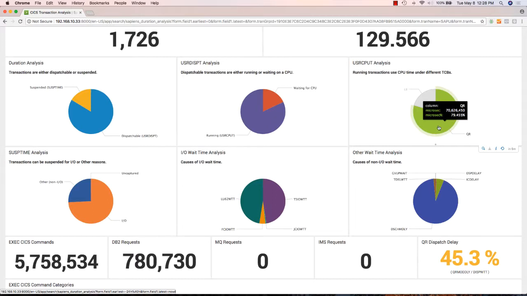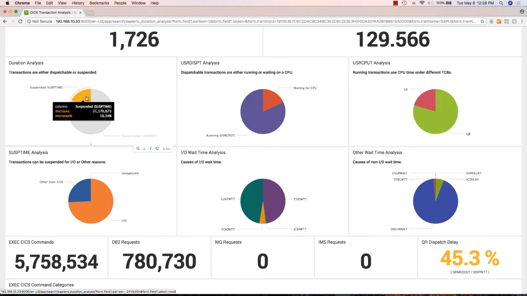That's always a point of congestion because only one transaction can be actively executing on that TCB at any given point in time. So maybe there's a point of competition there. We'll figure it out. Well, we also said that 20% or 16% of our time was suspended, so let's analyze the suspended time as well.